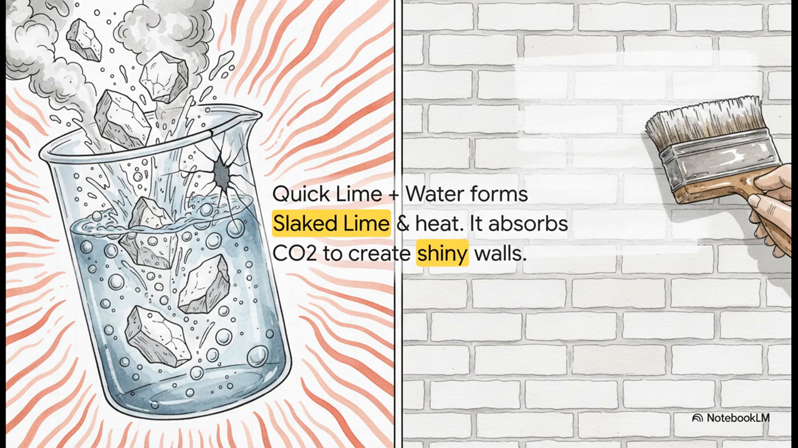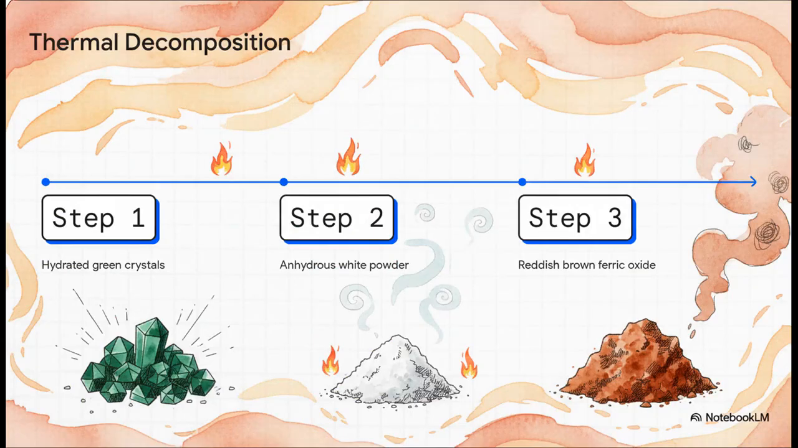And here's another super famous combination reaction. Quicklime, that's calcium oxide, mixed with water. Now, this reaction is so intensely exothermic, like literally if you dump the water in too fast, your glass beaker can actually shatter from the sudden spike in heat. It forms slaked lime. And what's really amazing about this is that when you paint walls with this slaked lime, over the next few days, it slowly absorbs carbon dioxide right out of the air, and it creates these incredibly shiny, beautiful whitewashed walls.